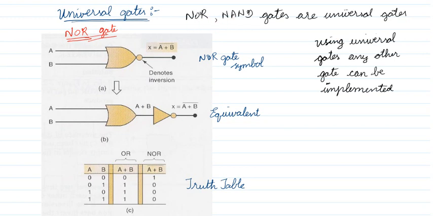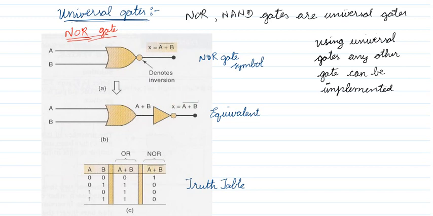This is the symbol for the NOR gate. It is an OR gate with a bubble. An OR gate and a bubble together is called NOR. We can easily remember it: N stands for NOT, R stands for OR, so NOT and OR together is the NOR gate. A plus B is OR, and the line over it indicates the inversion operation. The bubble can be drawn as a separate NOT gate. So this is A plus B and this is your NOR gate. Everything is complemented or inverted by this bar symbol.